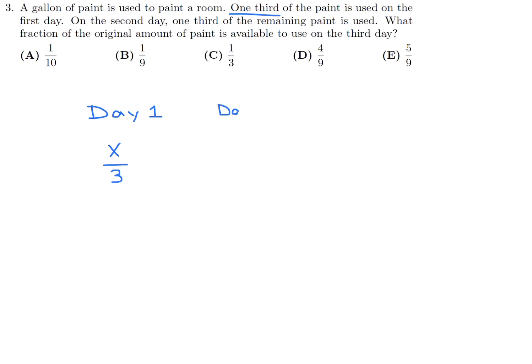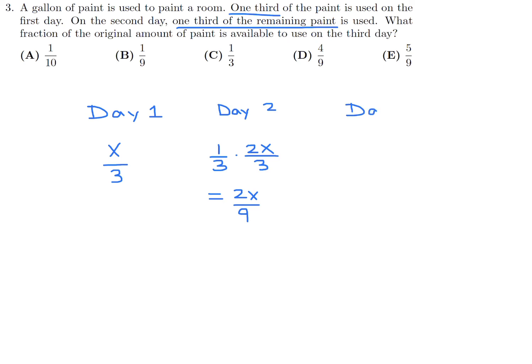And then now we move to day 2. The remaining paint, well, x divided by 3 was how much we used on day 1, so the remaining paint is 2x divided by 3. And we are going to use 1/3 of the remaining paint, so 1/3 of that. And if you do that, you get 2x over 9. That's what you're using on day 2.